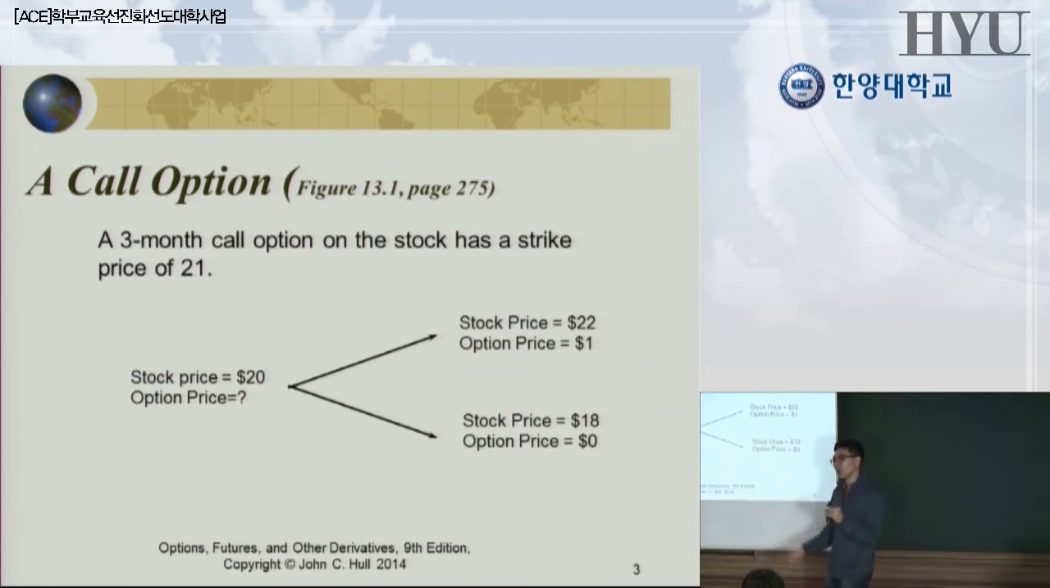And our question is, if there is a contract that pays $1 in the good scenario, when the stock price goes up, what is the value of that contract? $1? Why? So you think the option price is $1. So the value of a contract that pays $1 in the good scenario is $1, right?